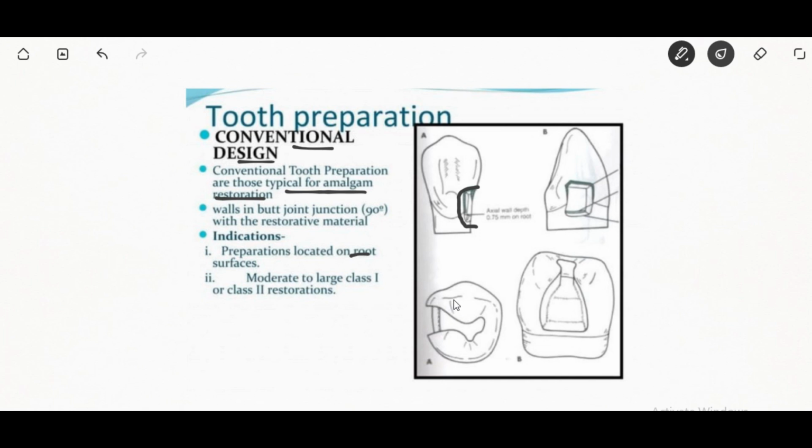It is indicated when the preparations are located on the root surface, used with moderate to large class 1 or class 2 restorations. The prepared enamel margin should be 90 degrees or greater. The butt joint cavosurface margin is made on the root surface. The tooth surface is roughened, which will increase the bonding.